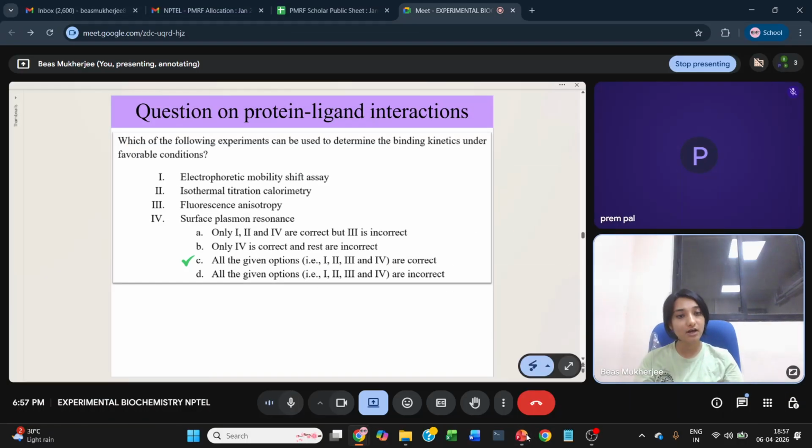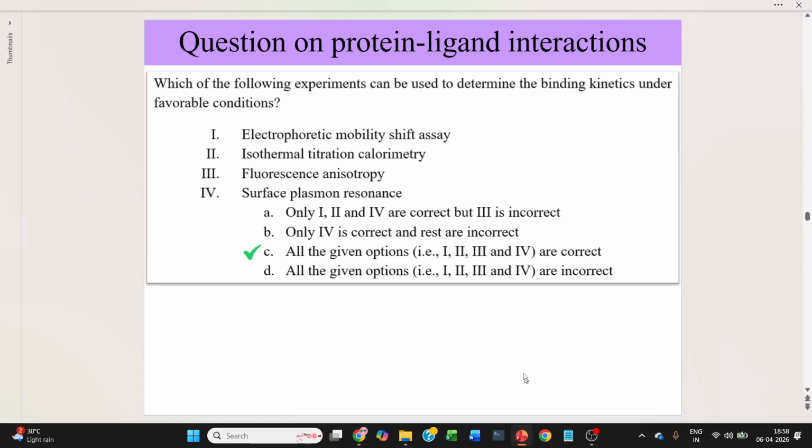Let's look at the right answer. All the given answers are correct. We saw that all of these are quantitative techniques, so they will tell you the binding kinetics, that is, the Kd value. What is binding kinetics? It is the affinity of the binding, that is K on and K off, and the ratio of K off by K on is Kd. Which of these techniques will tell you how tightly the ligand is binding to the protein? All of these will, because they are all quantitative techniques.